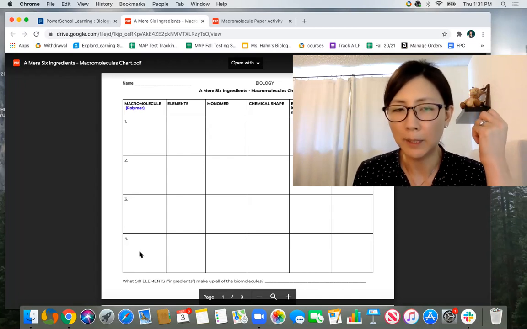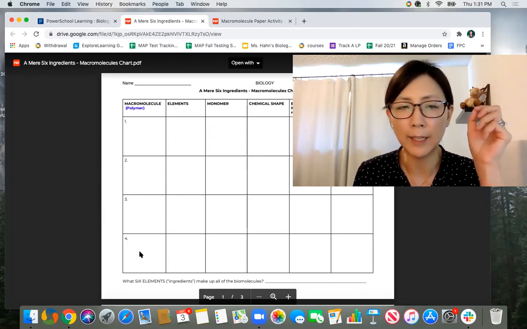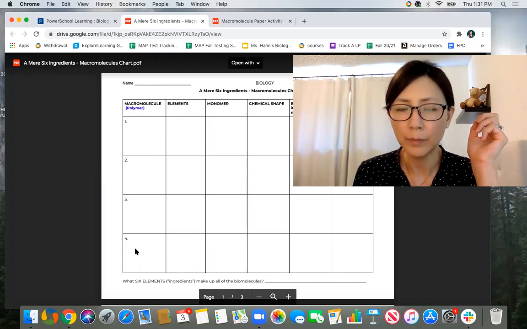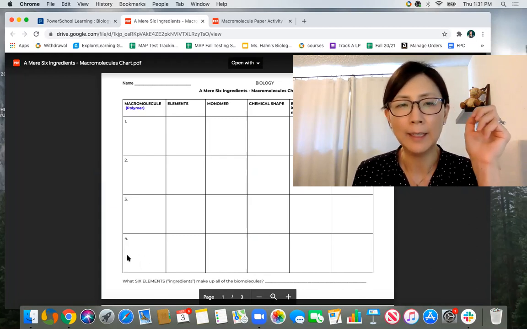Nucleic acids I haven't mentioned yet. Those are your DNA and RNA, and those aren't necessarily nutrients, but they're in every cell, and they make up all living things as well. We're going to focus on DNA and RNA later when we study genetics, but they are considered a macromolecule. So those are in this column.